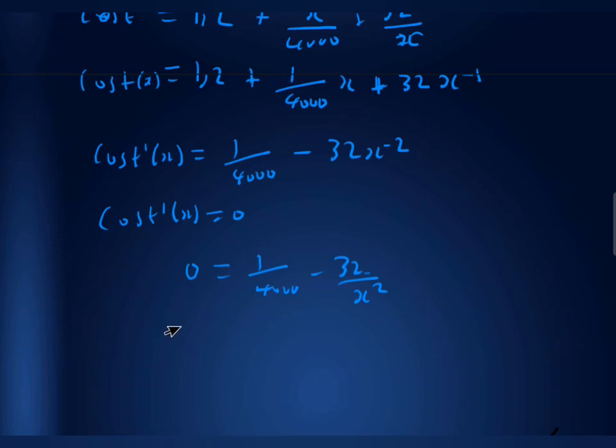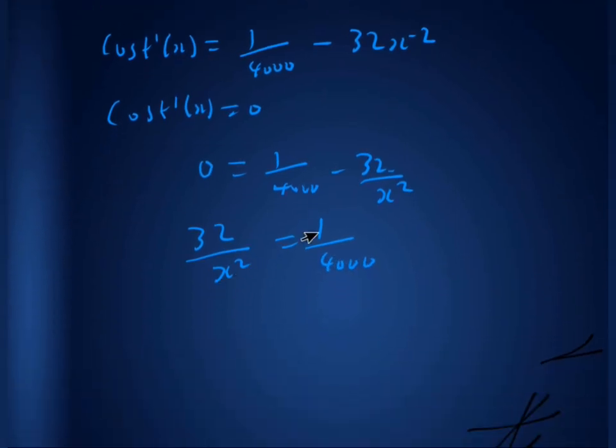So I take this to this side, it becomes 32 over x squared equals 1 over 4,000. So now I cross multiply. When I multiply, that is going to be x squared, and then when I multiply 30 times 4, that is going to be 120, and then 2 times 4 is 8, so we're going to have 128, plus these 3 zeros, 0, 0, 0.